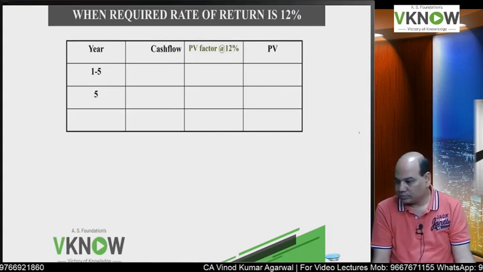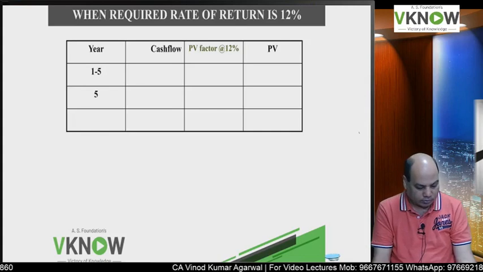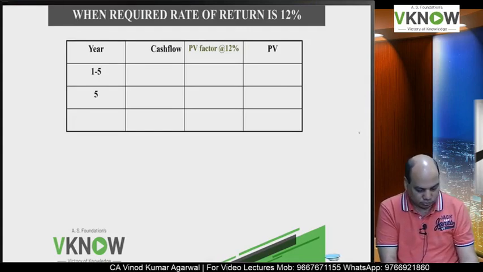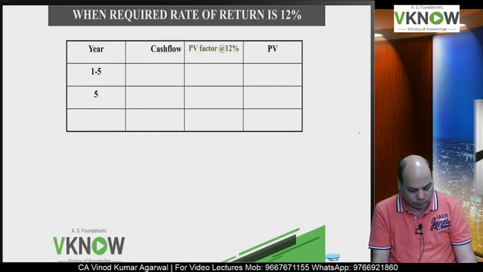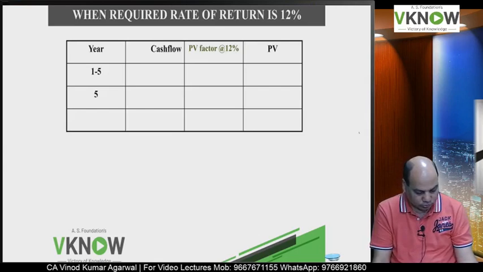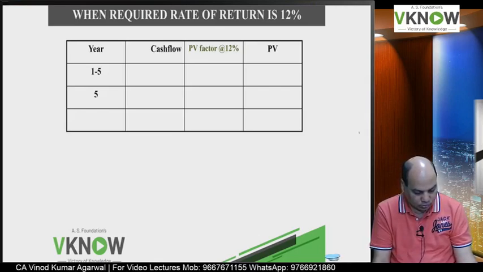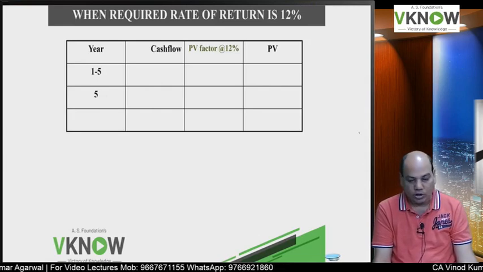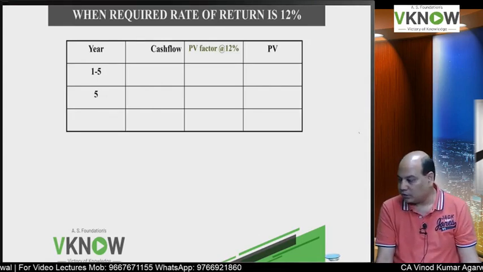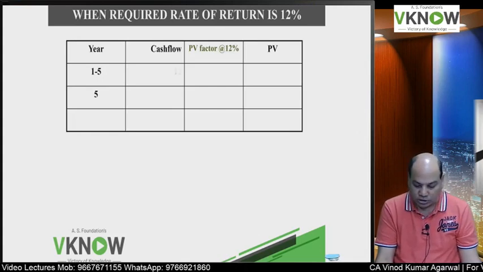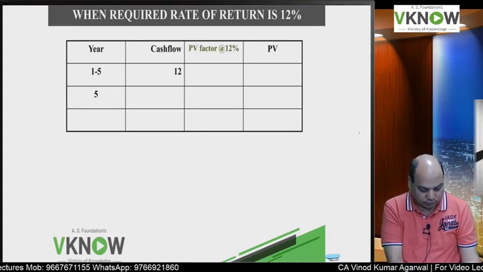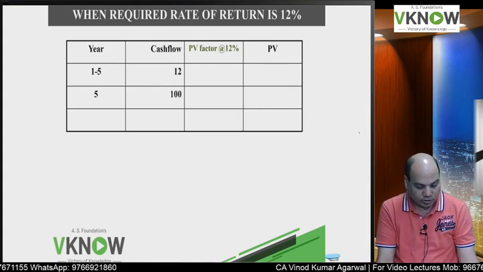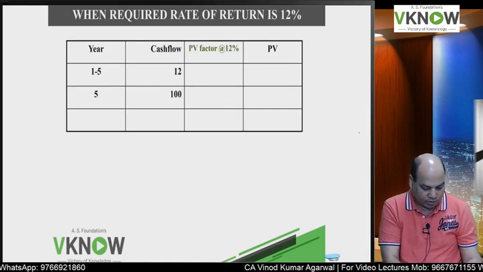Now first 5 years you will get cash flow, and 5th year you will get the redemption value. So how much cash flow you will generate in first 5 years? Each year you multiply 12% of 100. 12% of 100 is how much? 12% of 100 is 12 rupees. In the last year you will get 100 rupees. 5th year you will get 100 rupees.